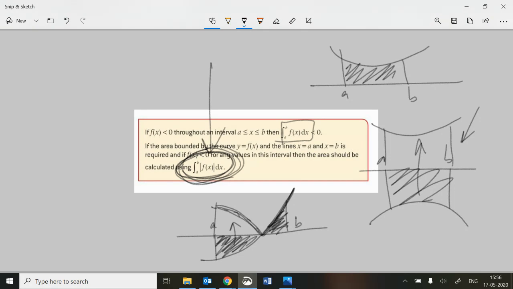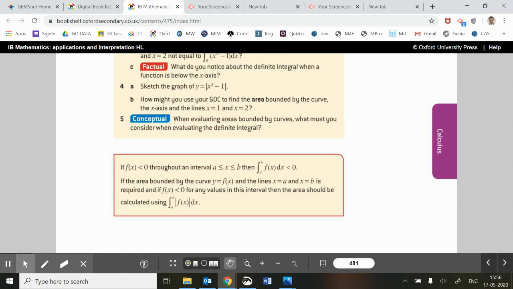And it's always a good idea to check on the calculator what this function is looking like as well. And see if it's got any roots, and see if it's below the axis or above the axis too. Guys, I'm going to see if I can go one more question in.